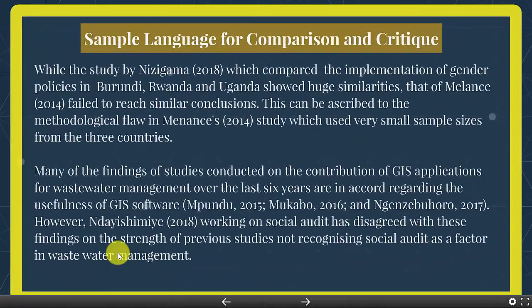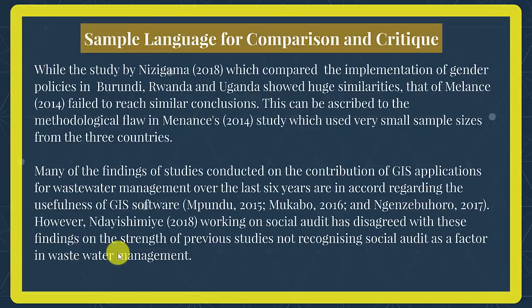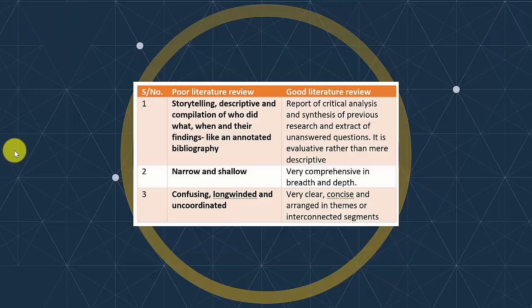Now, this slide is very important. If you ask me to pick the slide that is most important in this presentation, it is this one. Because we did say that the good literature review should be evaluative, should be critical, should not just be a storytelling narrative kind of thing. Let me refer you to that table in a minute. Yeah, so here's the table. We said the good literature review should report critical analysis and synthesis. It must synthesize, it must be critical analysis of previous research and extract unanswered questions. It is evaluative rather than mere descriptive. So this is what must reflect in your writing of the literature review.